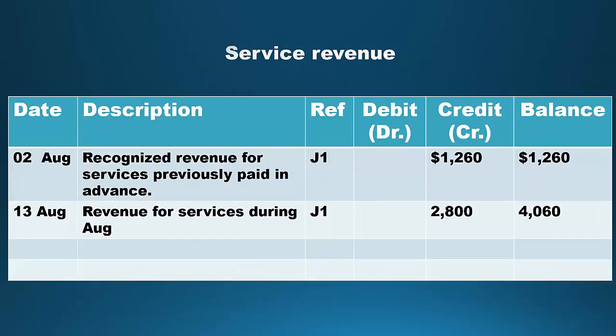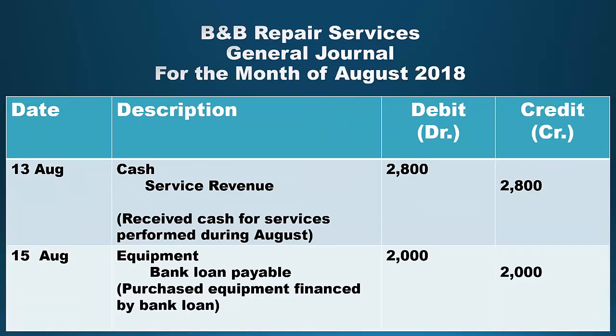Service revenue ledger. 1. Date, write the date, August 13. 2. Narrative, add the narrative. Recorded revenue for services performed during August. 3. Reference. Include the journal reference, J1. 4. Amount. Enter $2,800 in the credit column. We credit service revenue because revenue increases on the credit side.